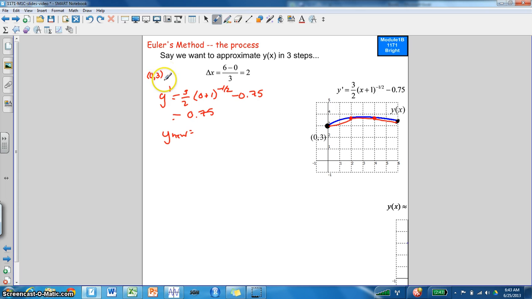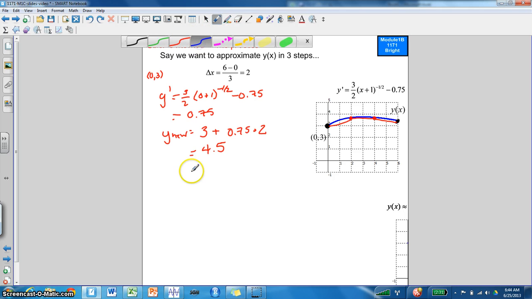And so my y new is going to be my y old, which was 3, plus, and then remember the equation said it was y prime, so 0.75, times whatever my delta x was, 2. And so doing that computation, I get 4.5. Okay, so this leads, and I'm going to change colors to emphasize this. This means my next point approximation that I get, the y value is 4.5.